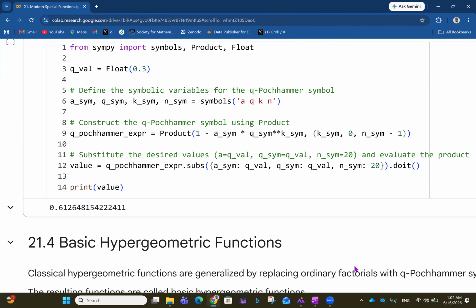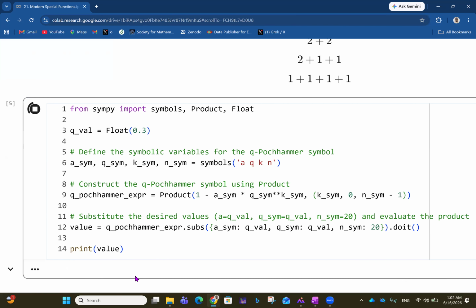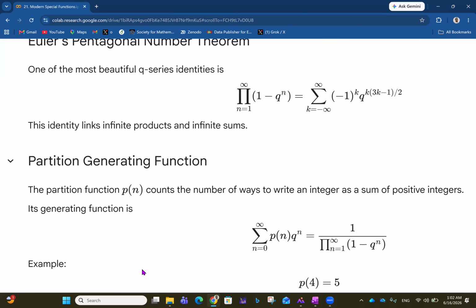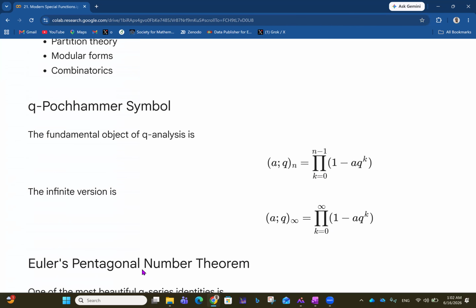So here we have something about product float. You have q val, that's float 0.3. Define the symbolic variables for the Q-Pochhammer symbol. So this one is talking about the Pochhammer symbol right here. If you run this now, you just get 0.612 and so on for the value. That refers to this Pochhammer symbol you have up here. So that's 1 minus a q raised to the power k. So you have the q here, you have (a; q)_n. So I guess that should have come over there, but it's okay.